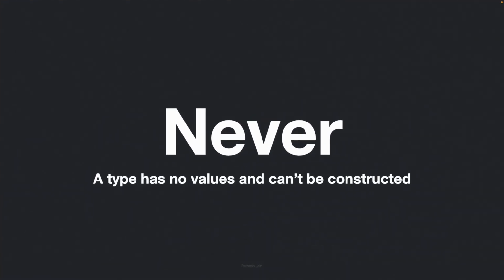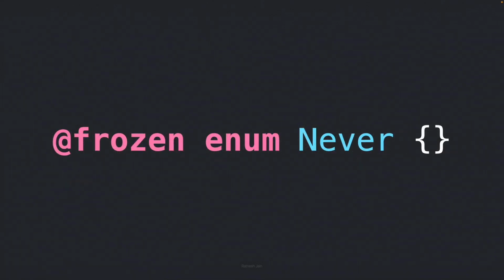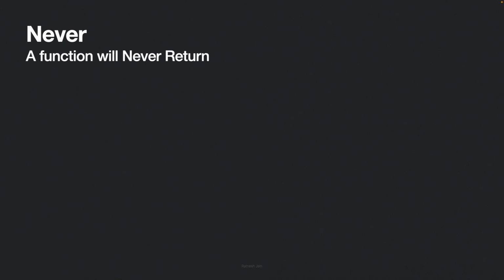Now let's change the topic and see Never. Never is a Swift type that doesn't have a value, or it cannot be constructed. This is a part of the Swift language, so this is how it is defined inside the language itself. It is an empty enum. An empty enum doesn't have any case, so it cannot be constructed. It cannot be initialized.